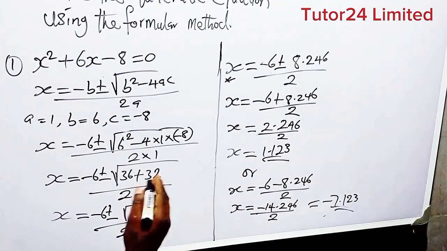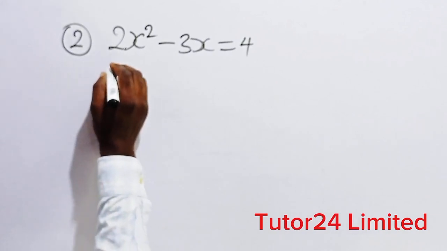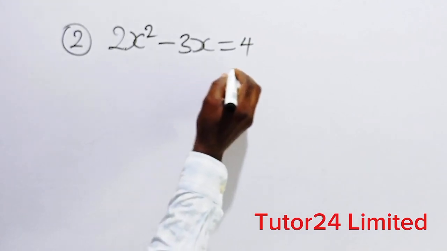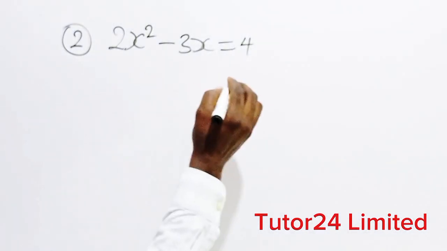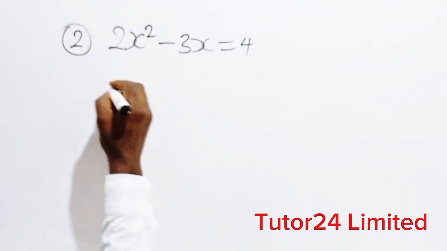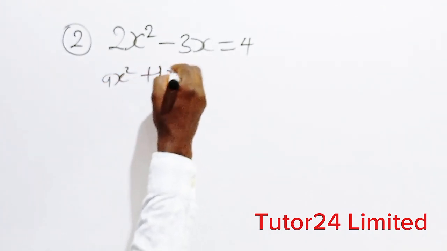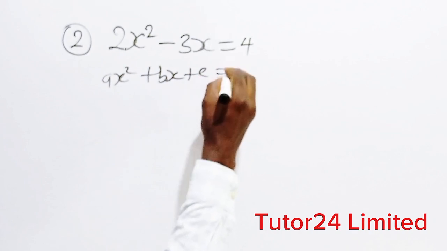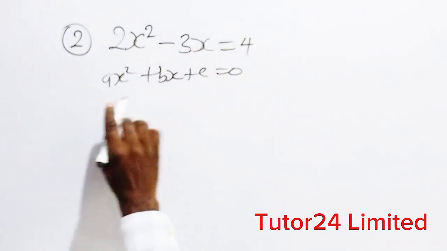We are going to solve a second example, and the second question says, solve 2x squared minus 3x equal to 4. Now, this does not take the format of a quadratic equation. The format of a quadratic equation is ax squared plus bx plus c equal to 0. So we have to rewrite this equation by bringing 4 to this side to make it take this format.